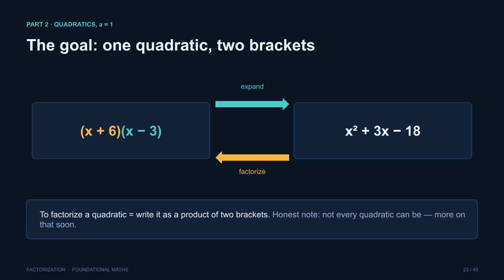Factorizing a quadratic means expressing it as a product of 2 bracketed terms. Expanding x plus 6 times x minus 3 gives x squared plus 3x minus 18. Factorizing is simply running that film backwards.